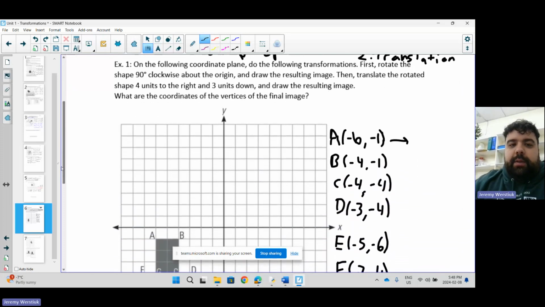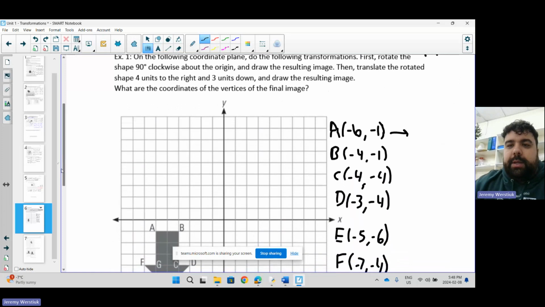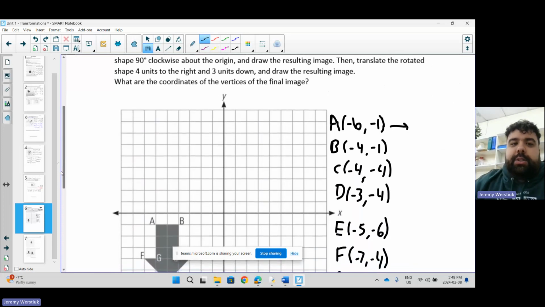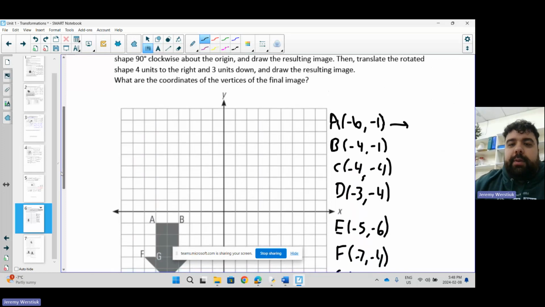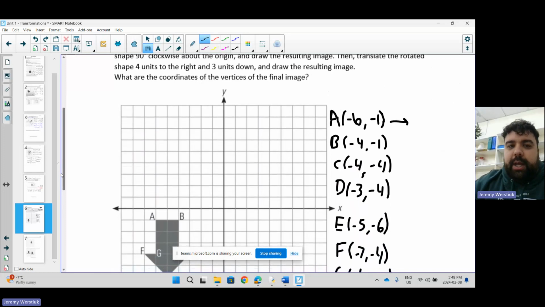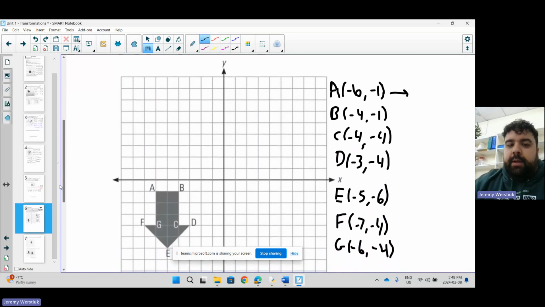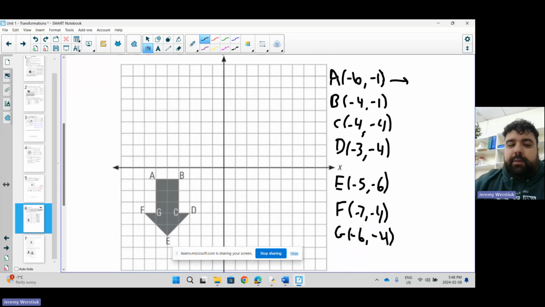Let's look at the example we've got here. It says on the following coordinate plane, do the following transformations. First, we're going to rotate that shape 90 degrees clockwise about the origin and then draw the shape. Then we're going to translate the shape 4 units right and 3 units down, draw the image again, and find the coordinates of the final image. I've already labeled all the coordinates. If you need to pause and take a moment, write them down, you can.